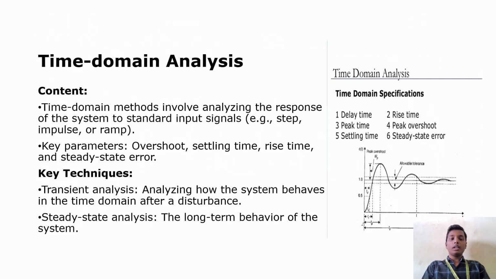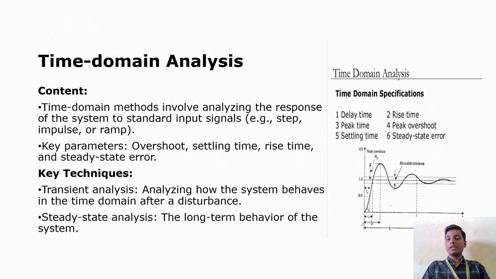Fourth one, time domain analysis. Time domain methods involve analyzing the response of the system to standard inputs, for example step, impulse or ramp. Key parameters: overshoot, settling time, rise time and steady state error. Key techniques: transient analysis, analyzing how the system behaves in the time domain after a disturbance. Steady state analysis, the long-term behavior of the system.